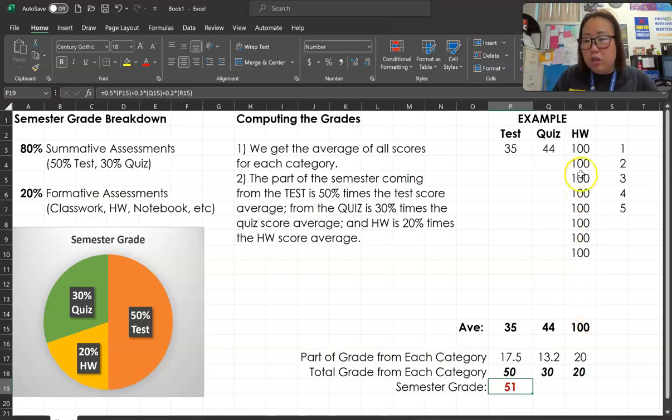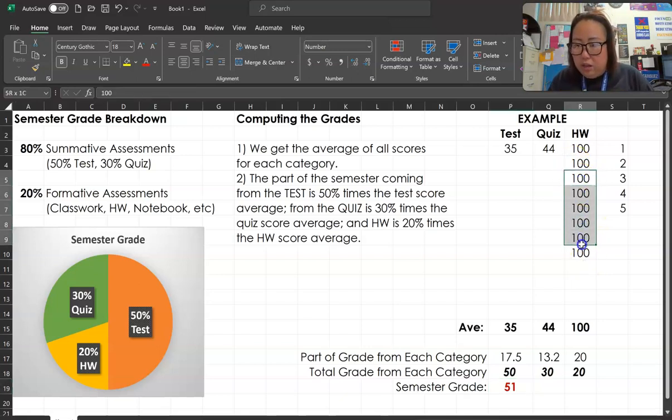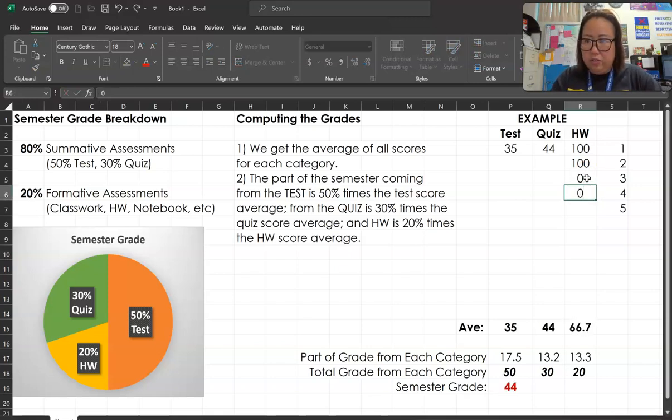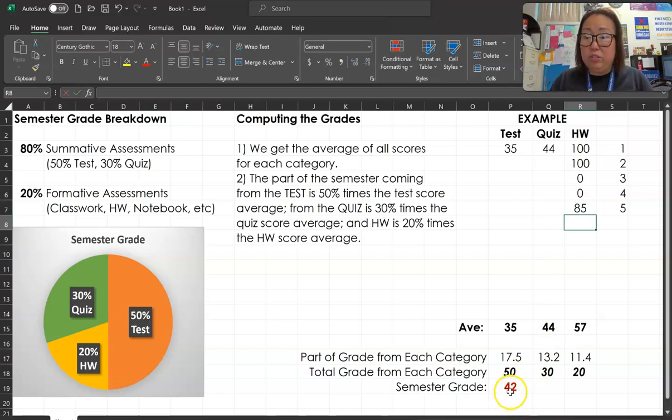All right? So let's go back to this and let's say, okay, let me remove this again. So let's say we had a 0, and the 85. This was the original. So as you can see, the original semester grade was a 42%. Okay. Now, what if the kid retook the quiz? How much percent will this change? So let's say the student retook the quiz and got a 60.